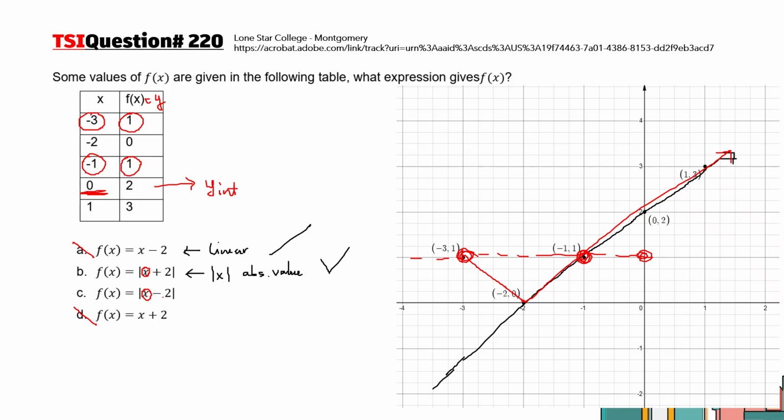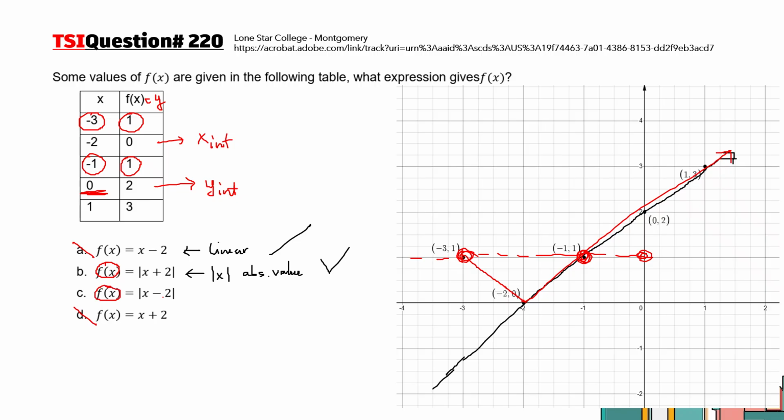Because 0 add 2 is 2, but absolute value makes it positive 2. Also 0 minus 2 is negative 2, but inside the absolute value it's going to be 2 as well. So we can try to find the x-intercept. The x-intercept is when the y value equals 0. Okay, so f of x will be equal to 0 now.